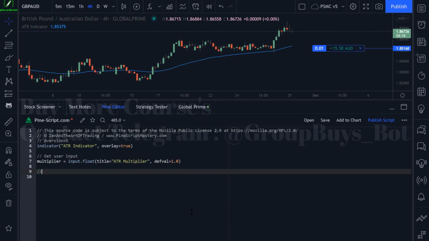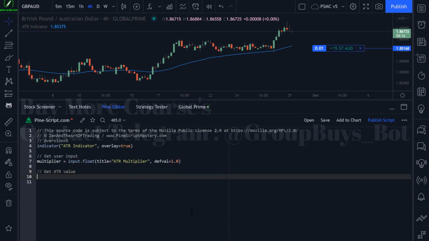The next thing we need to do is get the ATR value. That's pretty easy. We just need to create a new variable here called ATR, and we need to retrieve the ATR value from the ta, technical analysis namespace. So ta.atr, and then I'm going to pass in a 14 period length into this ATR function. So we have our ATR value.